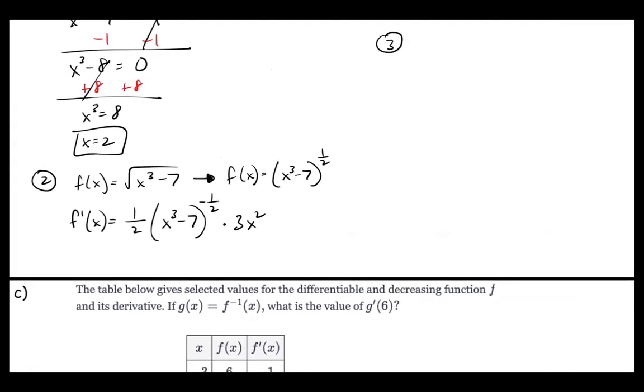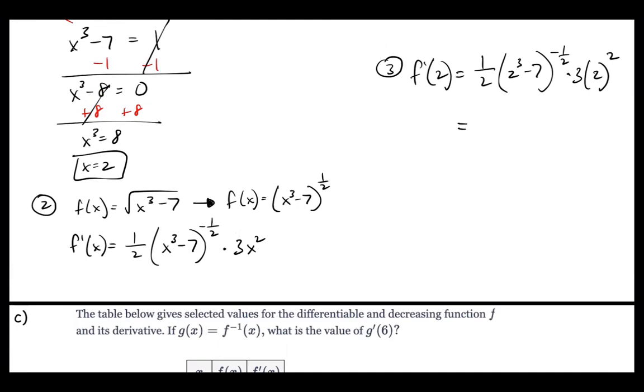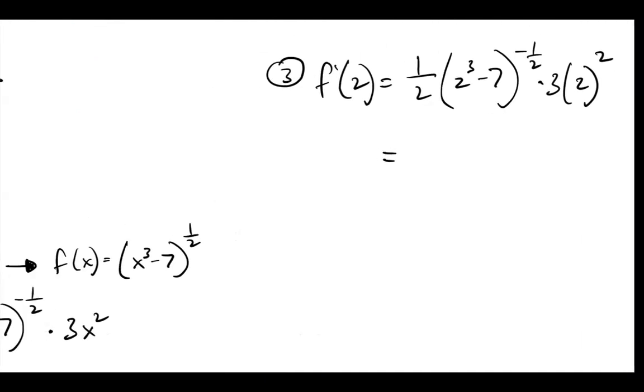Step 3. Okay, let's do that. Plug in 2. 1/2 times 2 cubed minus 7 to the negative 1/2 times 3 times 2 squared. Okay, so what do we get? As soon as you tell me, we can back up.